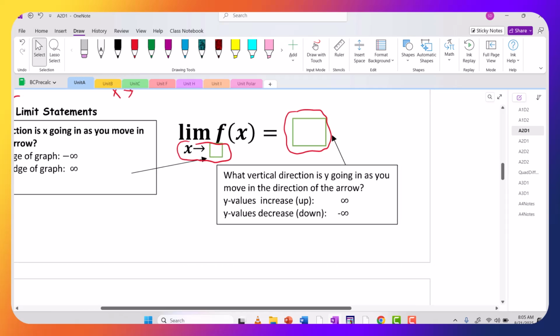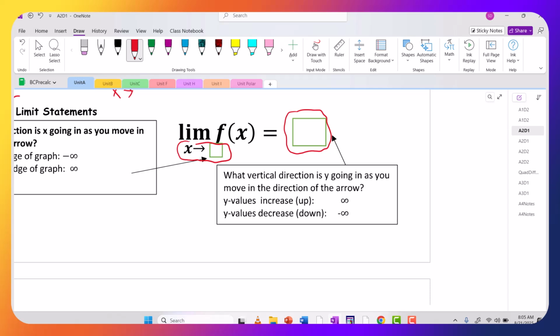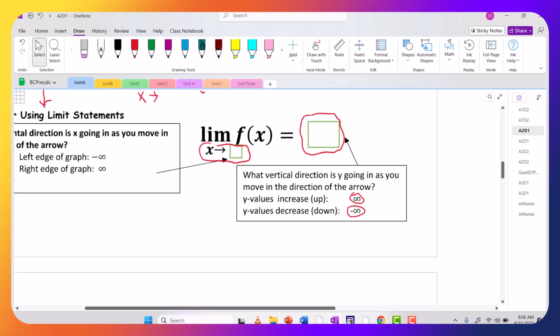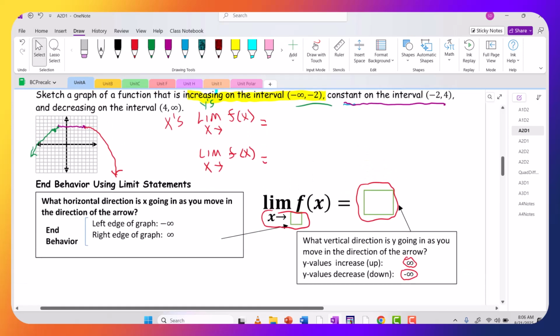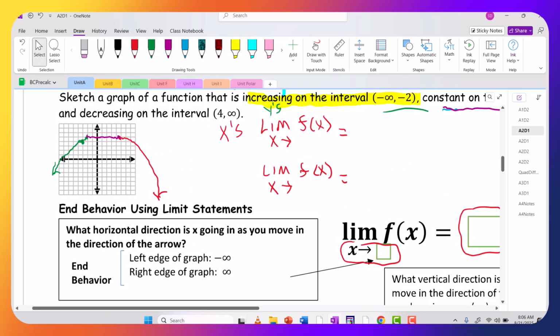What vertical direction is y going in as you move in the direction of the arrow? So y values increase. When y values increase, you're approaching infinity. When y values decrease down, you're going to negative infinity. All right, so I have nothing to fill in here. I'm going to go back up here and remind you what this means then.